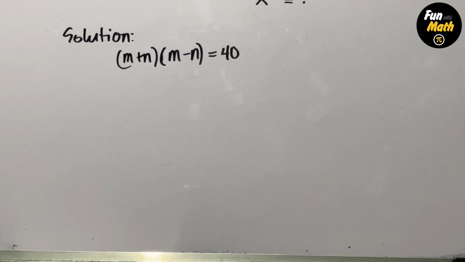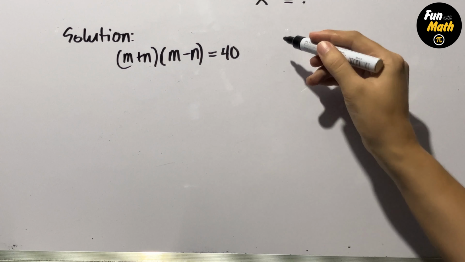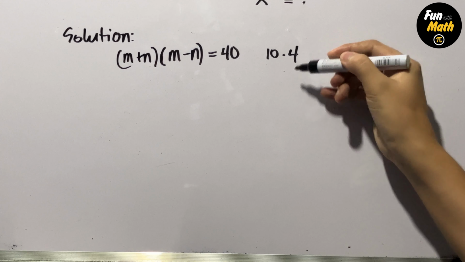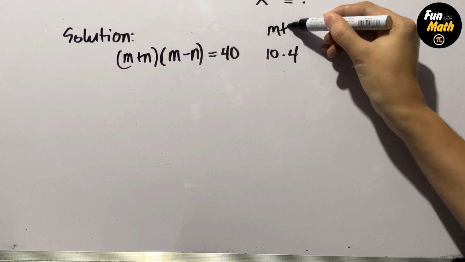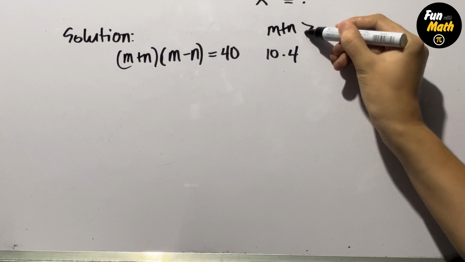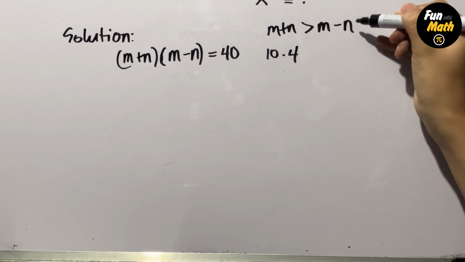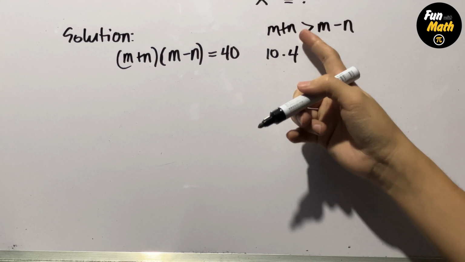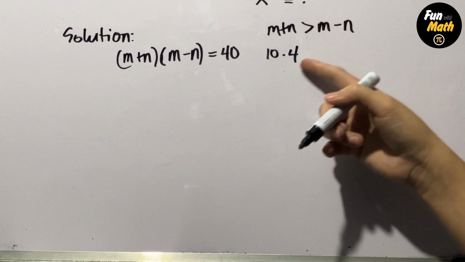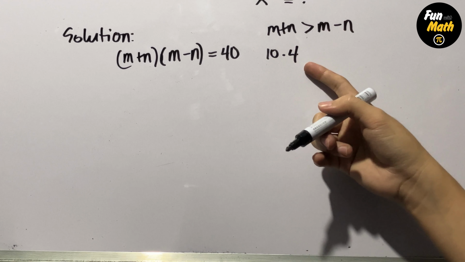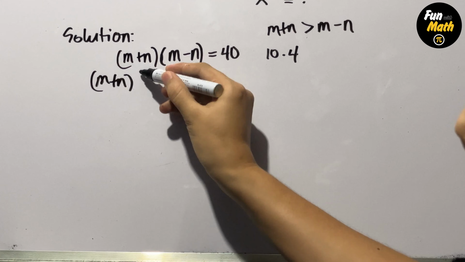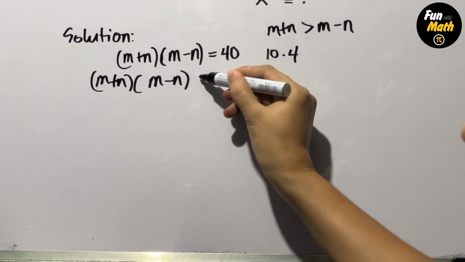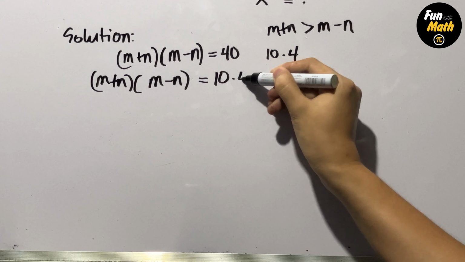Now, on the right side, we have 40. Now, the factor of 40 can be 10 times 4. We need to follow the relation that m plus n should be greater than m minus n. So 10 is greater than 4. So this is correct. So 10 times 4. This is now m plus n times m minus n equals 10 times 4.